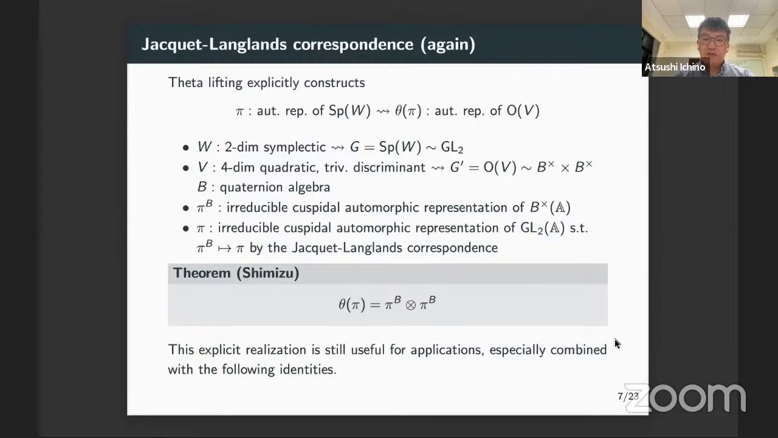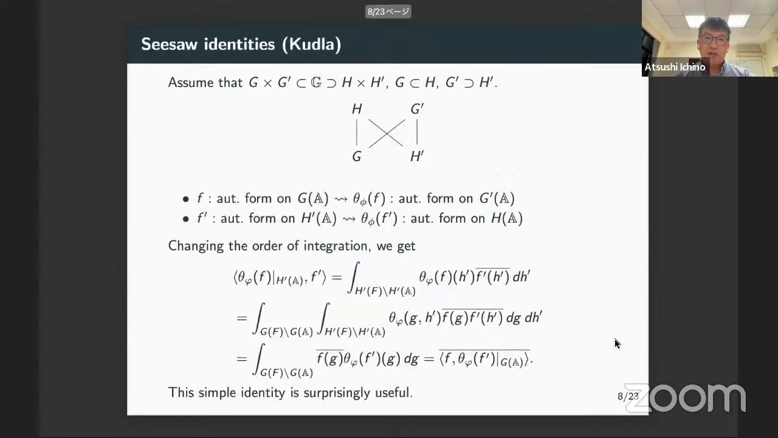This realization is useful for application, especially combined with the following identities. This identity is called the seesaw identity, discovered by Kudla. Assuming that we now consider two dual pairs of classical groups, G times G prime and H times H prime, containing the same big group G. We assume that G is contained in H and G prime contains H prime. And the situation can be summarized in the following picture below.